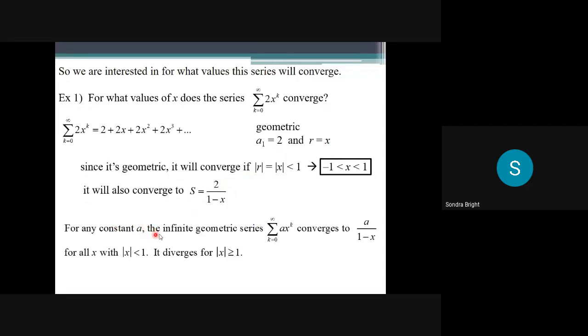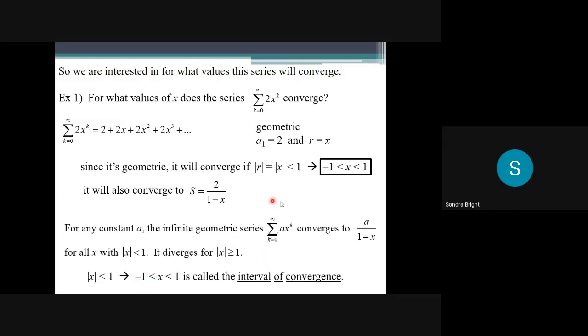For any constant a, the infinite geometric series will converge to the first term, which would have just been a, over 1 minus x for all x when the common ratio is less than 1, so when the absolute value of x is less than 1. And then it will diverge anytime that the absolute value of x is greater than or equal to 1.